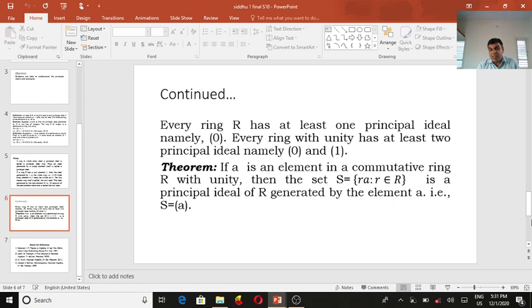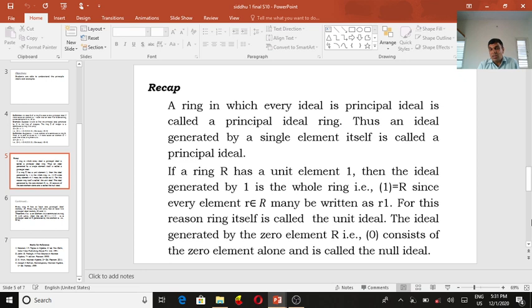Using that, in the next session we will prove a theorem on principal ideal rings. So basically we need a generator here, so 1 into a, into 1, I get a.